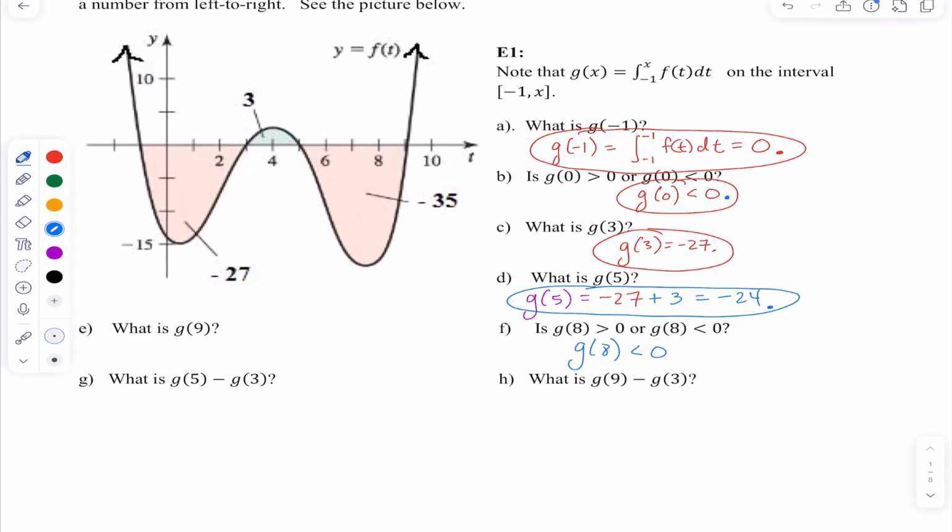What is g of 9 minus g of 3? To look for g of 9, g of 9 is an accumulation. We first accumulate negative 27, then we accumulate 3, and then we accumulate negative 35. Simplifying that, we get negative 59. Now what is g of 3? G of 3 is negative 27.